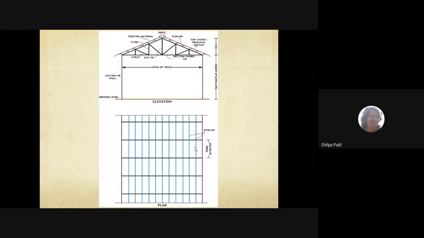But when the same load is transferred from purlin to the truss, it should be in the form of a point load, because for the truss, all the members are connected together at a single joint. So if you recall how you have analyzed a truss, when you analyze a truss, you have shown the load acting on a truss at every joint here, right? Do you remember this?